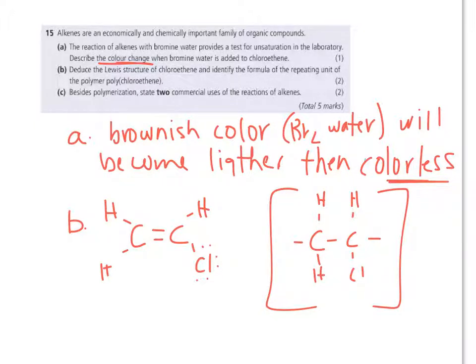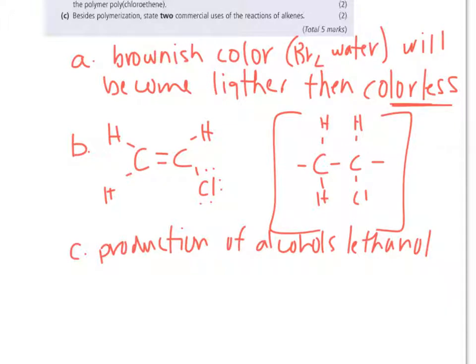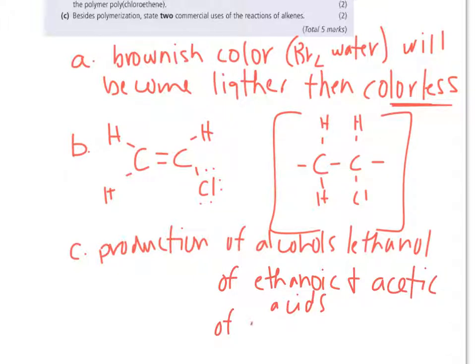And then letter C, besides polymerization, state 2 commercial uses of the reactions of alkenes. So it's production of alcohols, which is a big one, specifically ethanol. It's also the production of ethanoic or acetic acid. Acetic acid you know better as vinegar. So ethanoic and acetic acids are big ones. And it's also a producer of margarine, because butter is a saturated fat, and then for margarine, they partially saturate it. So it's not quite an oil, it's not quite the solid butter, it's in between, it's slightly healthier for you. But those are kind of the big 3.